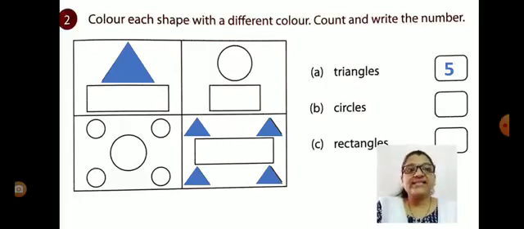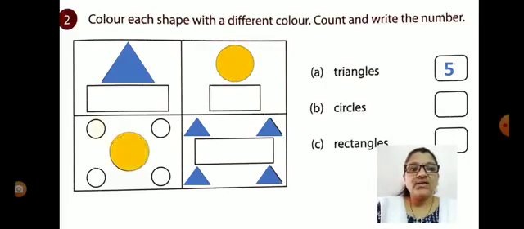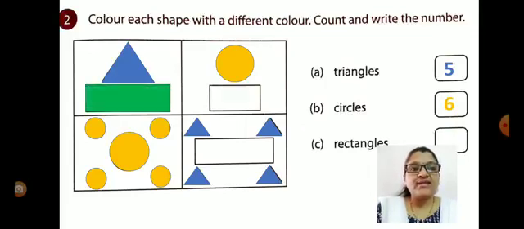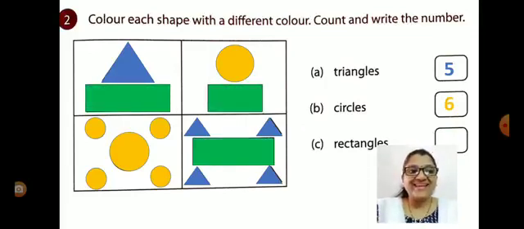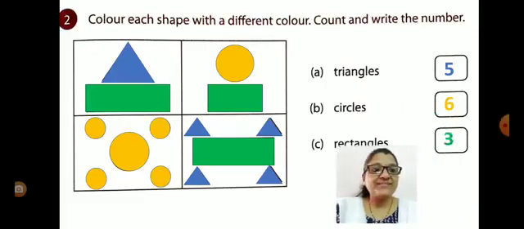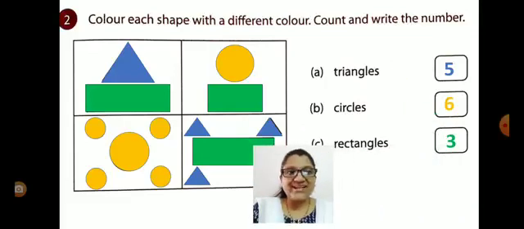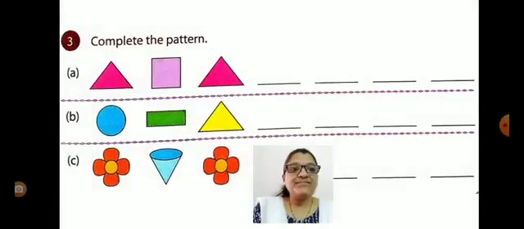Next, circles. Let us color circles and count how many circles are there. 1, 2, 3, 4, 5, 6. 6 circles. Next shape is rectangle. Let us color and count. 1, 2, 3. 3 rectangles. Understood, children? Okay, let us see the next example.